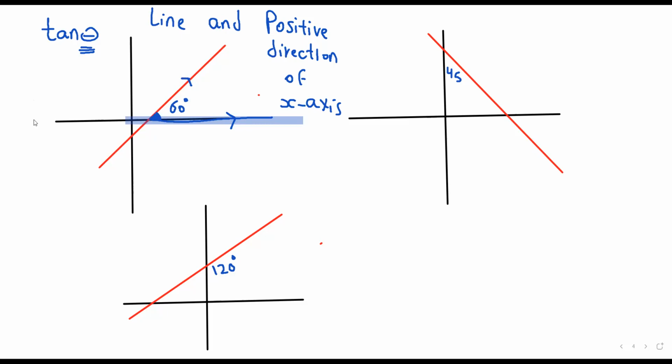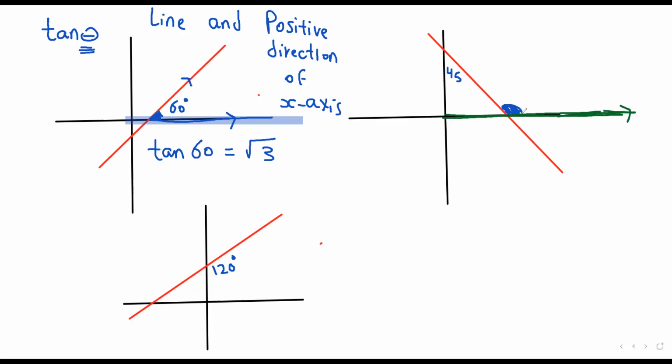So what is the slope? The slope is going to be equal to tan 60. Tan 60 is equal to root 3. Here, I want to get the slope. To get the slope, you have to find this angle, because to get the slope, you need the angle between the line and the positive direction of x-axis. Here, it's the positive direction of x-axis.